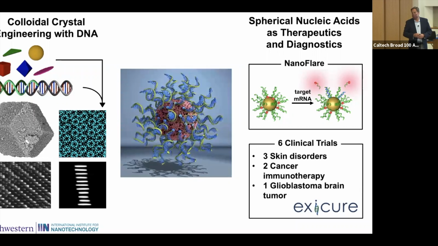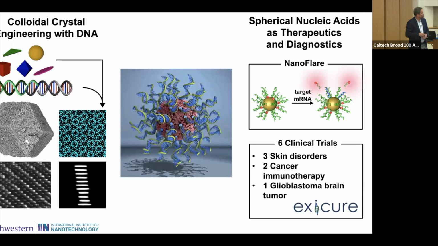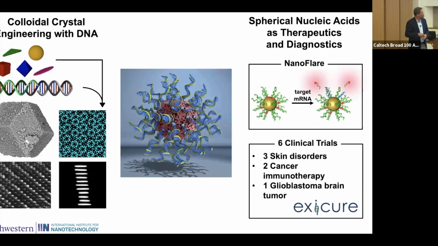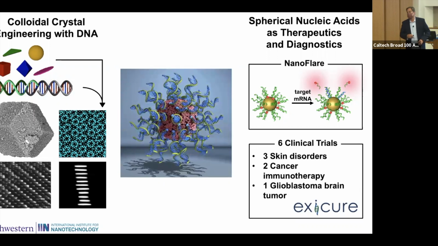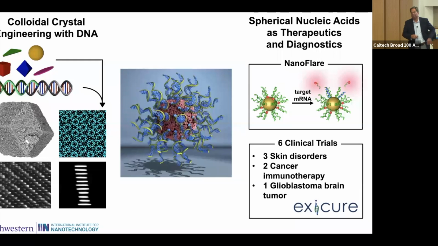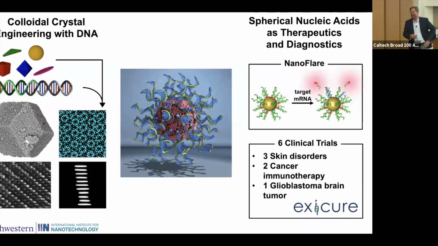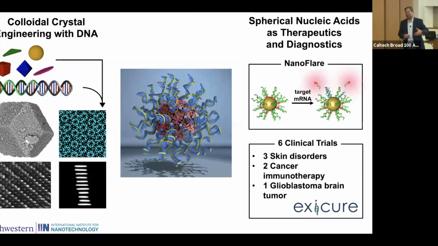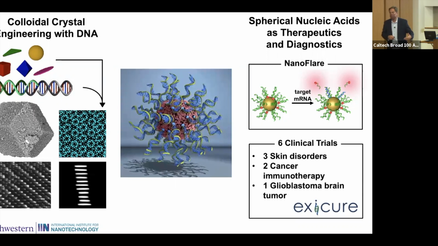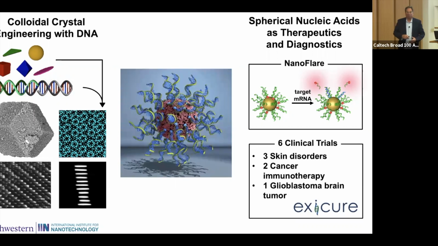And now there are clinical trials, I think 6 to date, 3 for skin disorders, 2 for cancer immunotherapies, and 1 very exciting one for treating GBM, glioblastoma multiforme. It's one of the few systemically delivered spherical nucleic acid therapies. These cross the blood-brain barrier. And that means you can think about flipping genetic switches in those cells that cause, for example, cancer cells to selectively die.